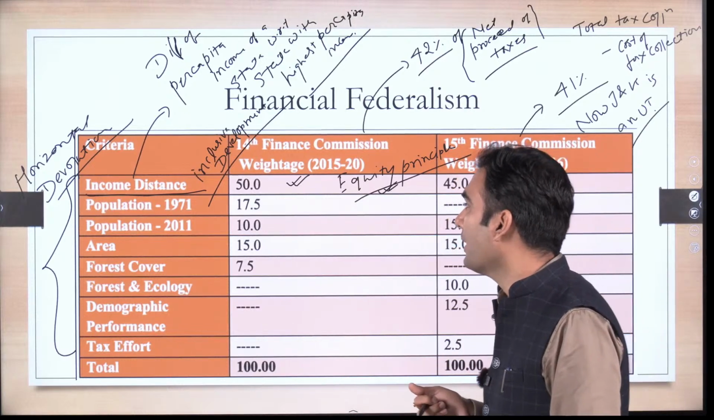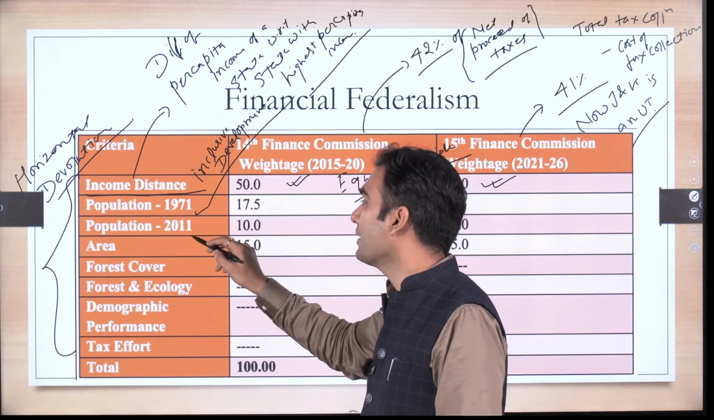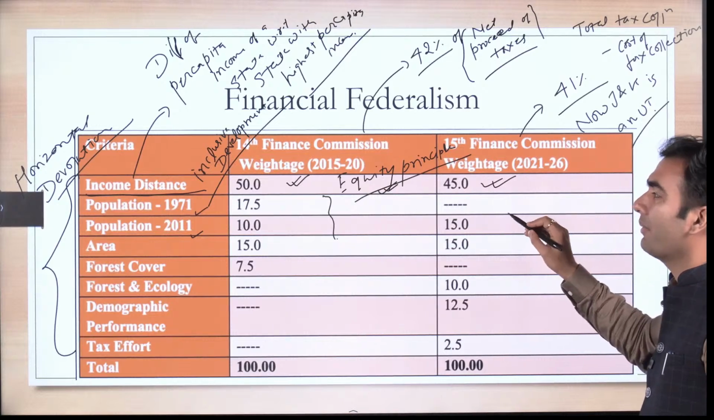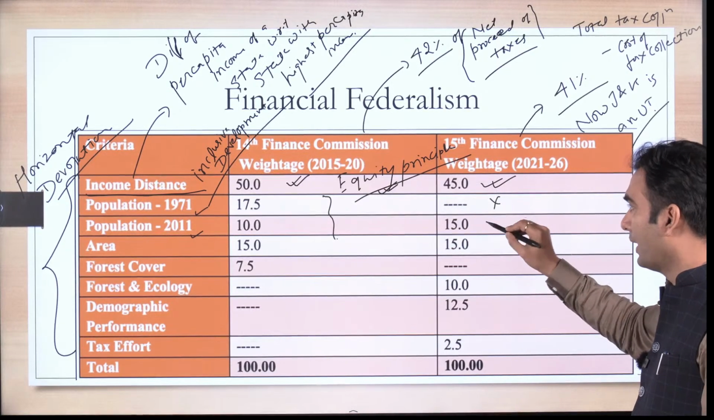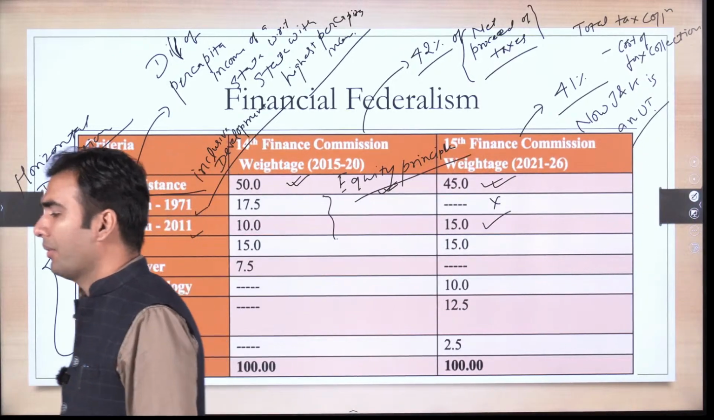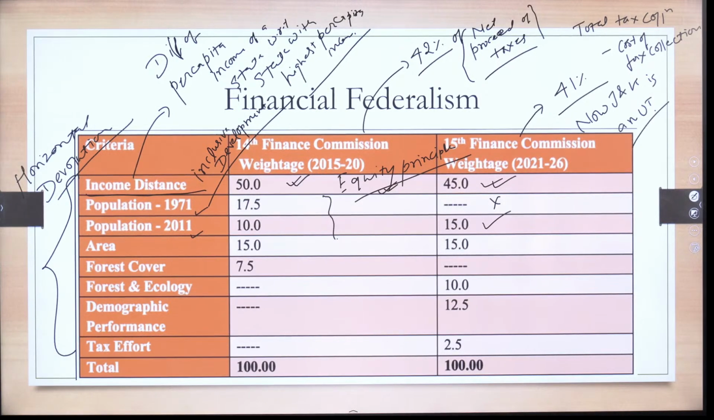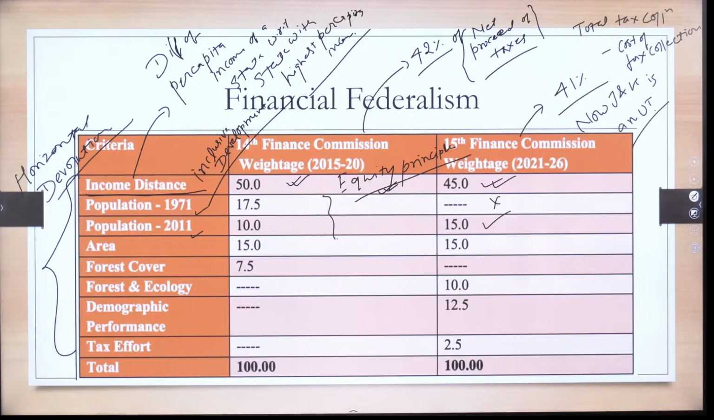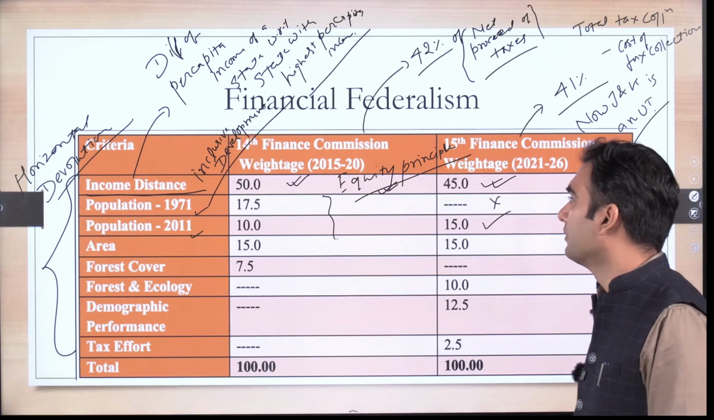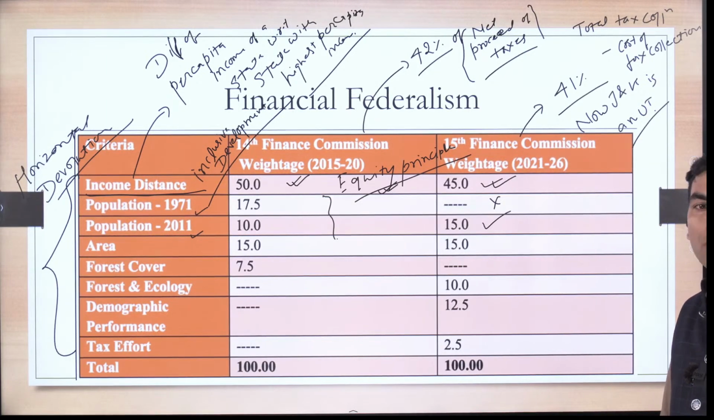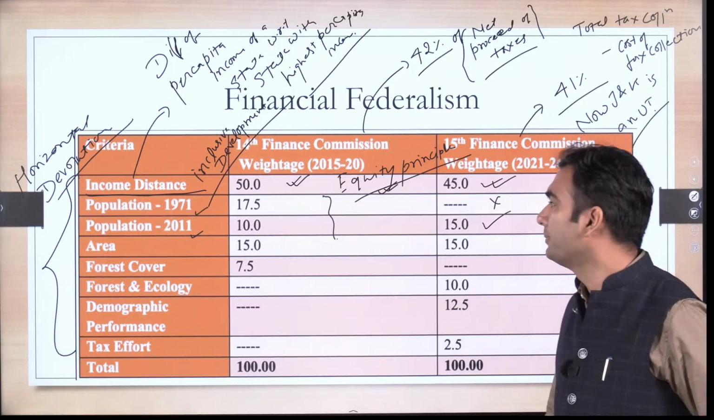Okay. Next is population. Earlier, the population of the 1971 census as well as the 2011 census were used. Now, this Finance Commission has done away with the 1971 census. Now, it is only using the 2011 census. Do you know why this 1971 census was used? It is more logical that we have only the latest census data. Why do we use this 1971 census data? You give your answer. I will move to the next point.